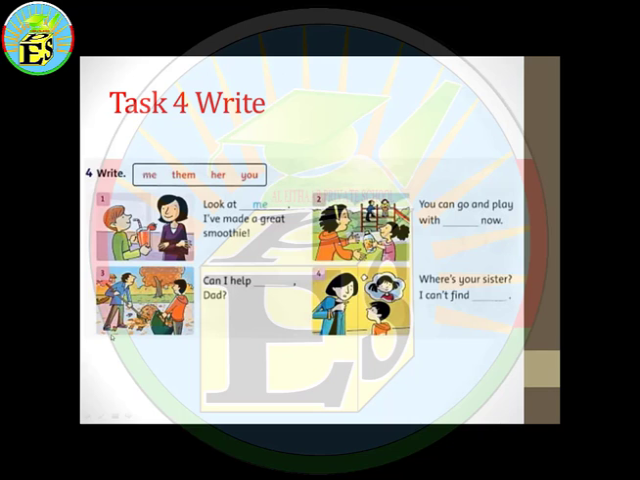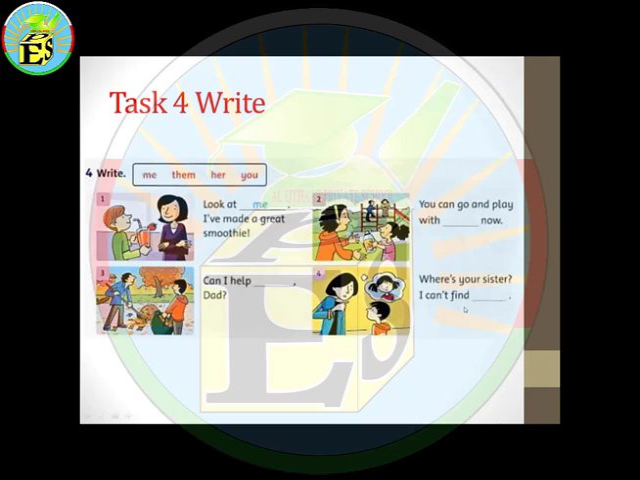Sentence number 3. Can I help ___ dad? So this boy is offering his dad some help. So is the answer going to be, can I help them dad? Can I help you dad? Or can I help her dad? Look at the picture and try to guess the correct answer.